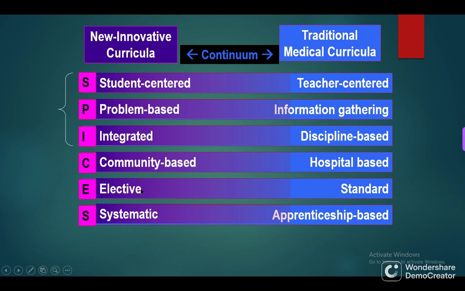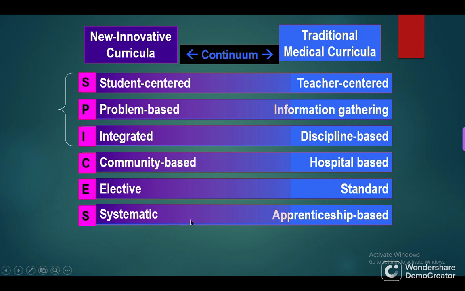It is elective. Elective means that the program is made by the students themselves. But the traditional studies are standard studies, already written in the books. For example, it is written in clinical methods and so on. What is written, that's all. Here it is apprenticeship based. You are an apprentice to the supervisor.